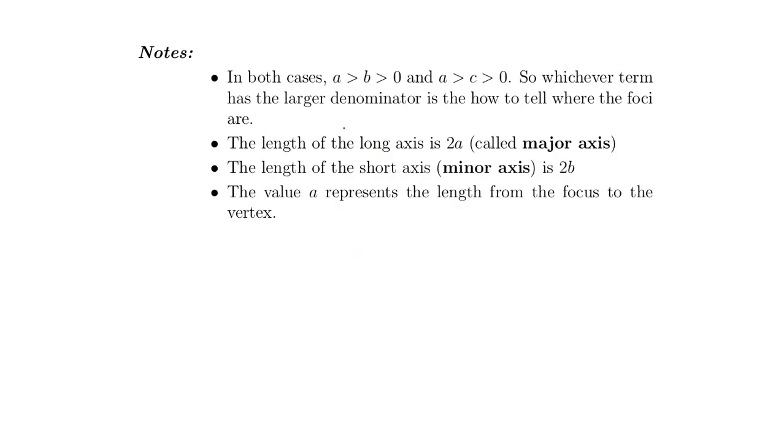So here are some notes. I think I already said this. A is going to be bigger than B, and A is bigger than C. So whatever term has the larger denominator is the one that has the A in it, and that's the one to tell you where the foci are and all that kind of stuff.